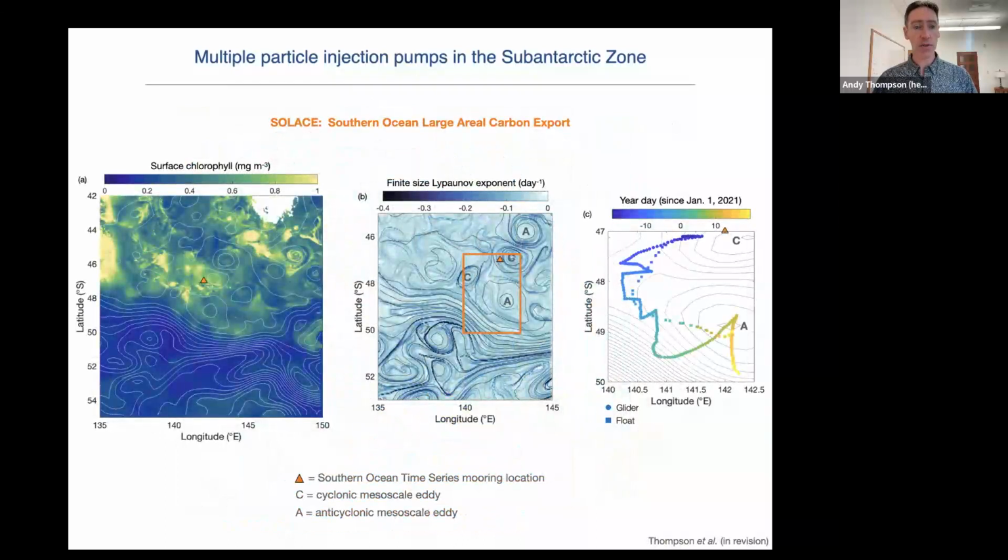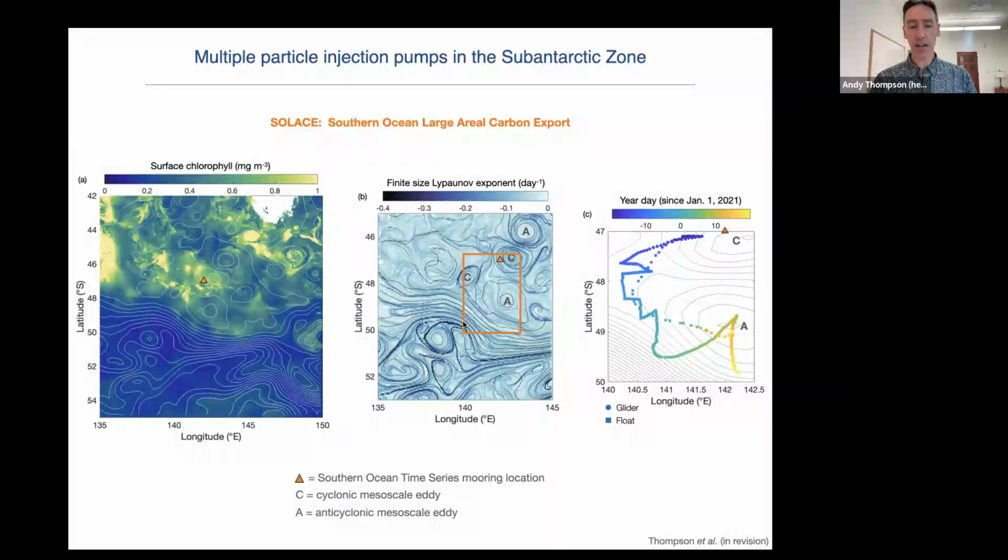The study region I will talk about is located north of the polar front. You can see the polar front here, where these contours are very tightly packed. These are sea surface height contours. Being north of the polar front, you have higher surface chlorophyll values, so you have larger potential for carbon export. And then we were working in a region around the Southern Ocean time series mooring location.